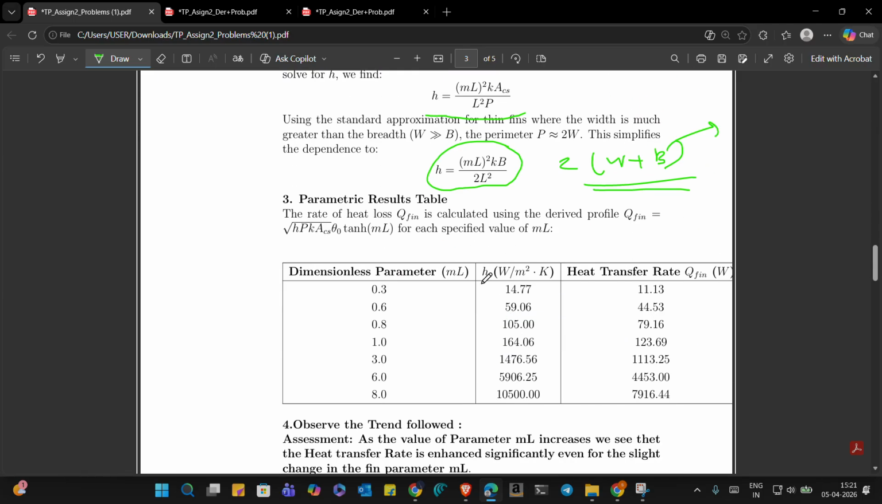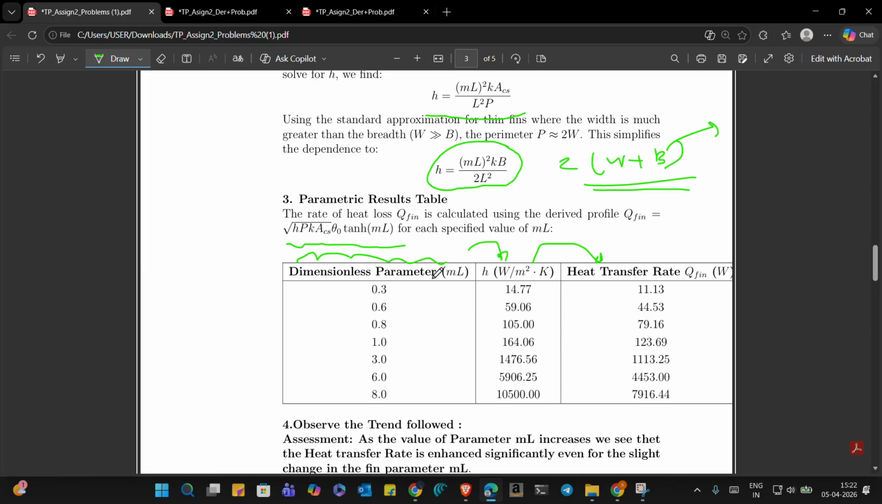In tabular format, we are going to have these values: what value of the dimensionless parameter, what corresponding value of h we are getting, and with respect to that value of h, what heat transfer rate we are expecting. Because our heat transfer rate involves the value of ml as well as h, it is a function of both ml and h. So we have the value of ml. With this value, we'll find the value of h, and using these two values, we are going to find the values of heat transfer q. So for various values, we have found the corresponding h values and the corresponding heat transfer rate.